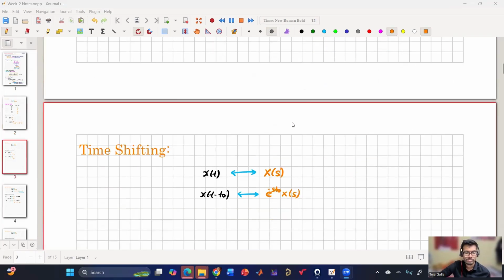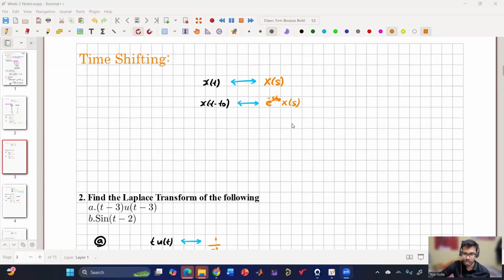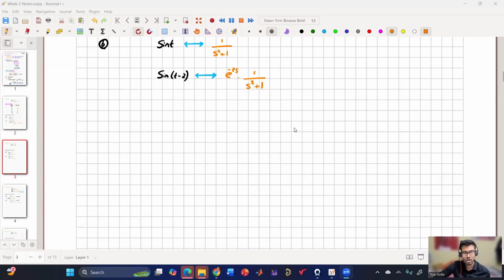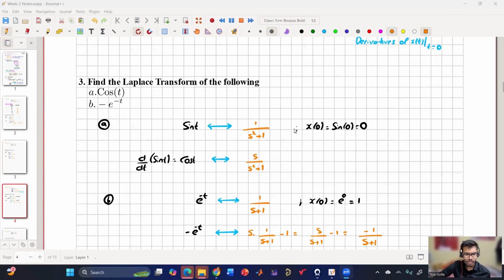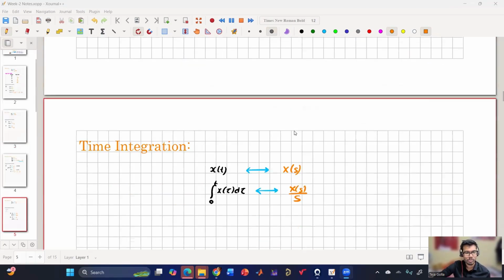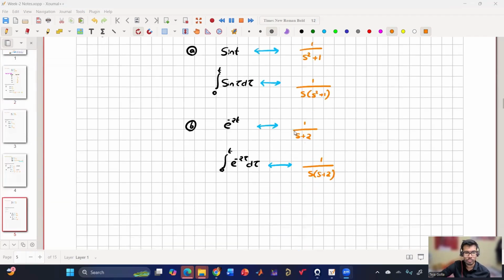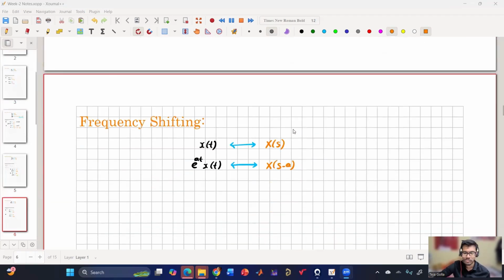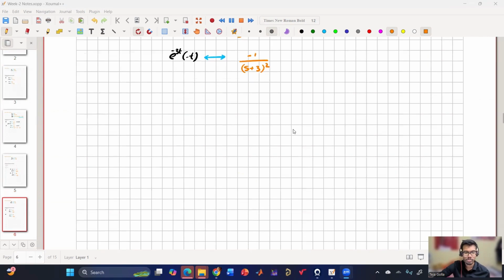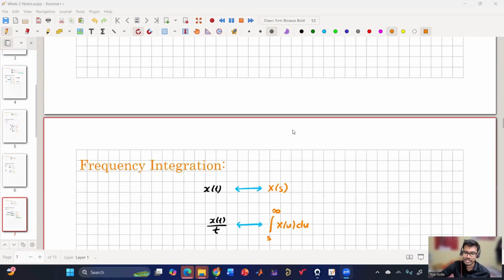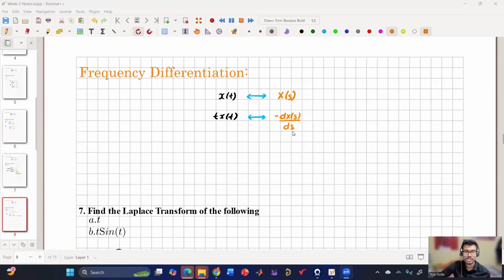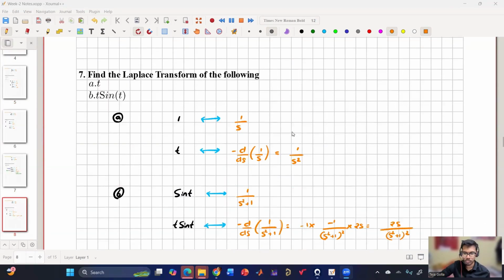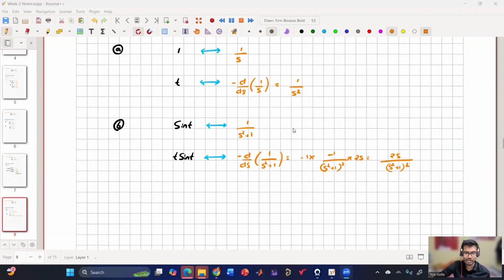We have solved few problems. Then we have understood time shifting property, solved few problems. Then we have discussed about time differentiation property, solved few problems. Then we have learned about the time integration property, solved few problems. Then we have also discussed about the frequency shifting property and solved few problems. Then we have also discussed about frequency integration property and solved a problem. And we have also discussed about frequency differentiation and solved a few problems. So there are so many properties and we have covered all of them.